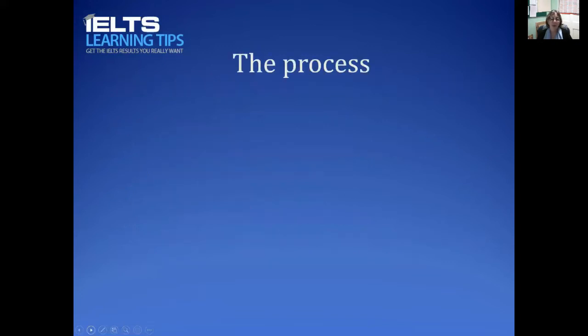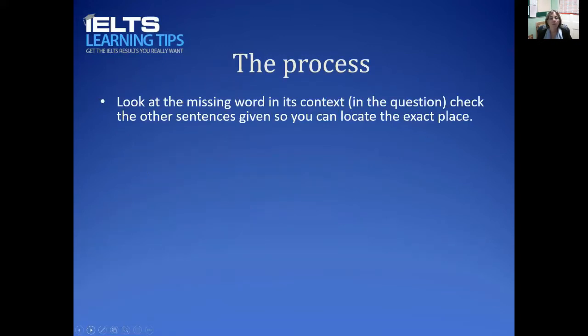Okay, so how do we do it? Right, first of all, look at the missing word and check the other sentences. So if you have a sentence without a missing word, without a gap, look at those too, because they will help you to find the actual place. And they can also help you with the information that you need. They're there to guide you, so don't ignore them.